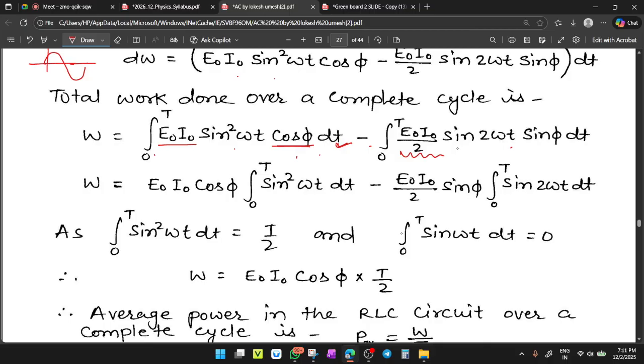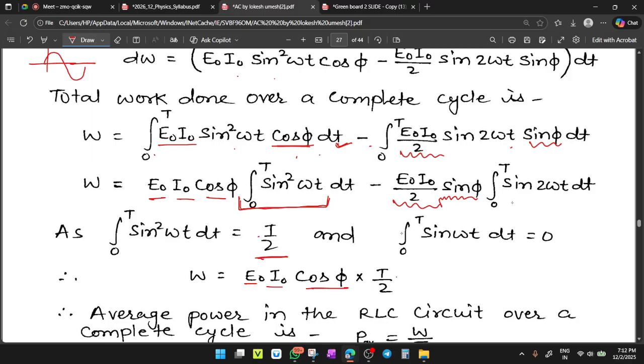Similarly, I naught sin phi will be taken out, and we have sin 2 omega t from 0 to T. Clear? Yes. In the lecture, during the derivation of the RMS value, I told you the average value of sin square omega t equals T by 2. Yes or no? It was equal to T by 2. So instead of solving this one, you simply place T by 2. So this becomes E naught I naught cos phi into T by 2.